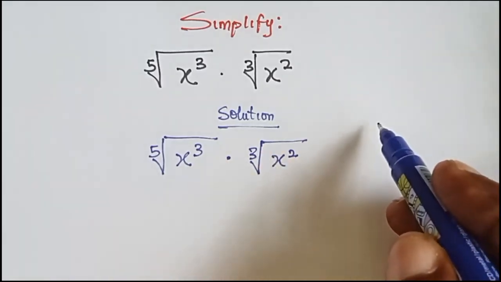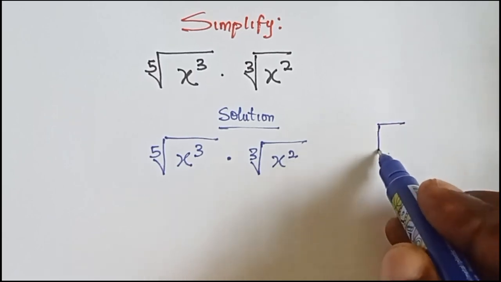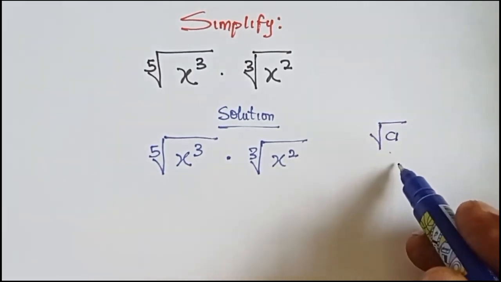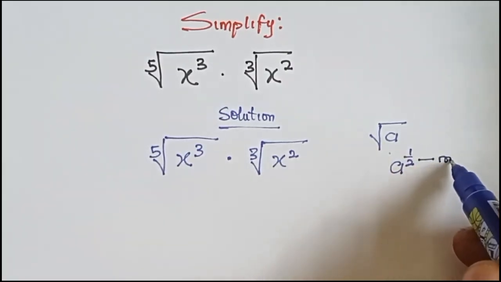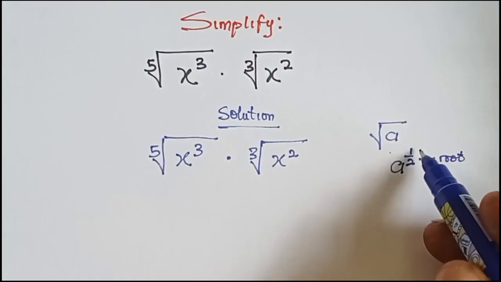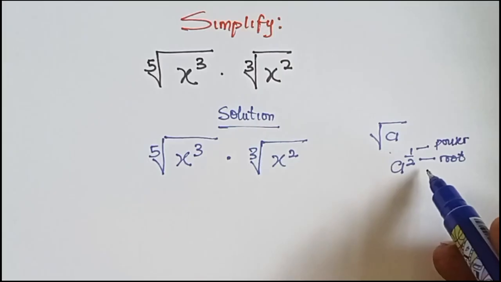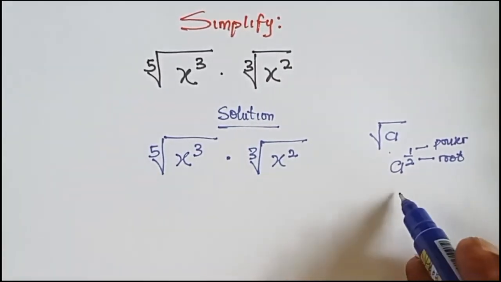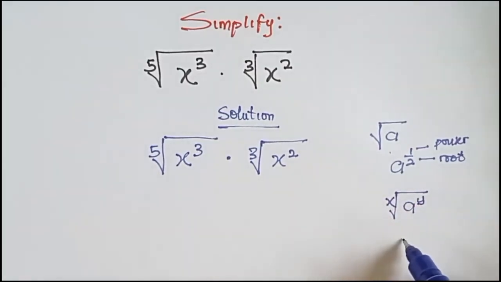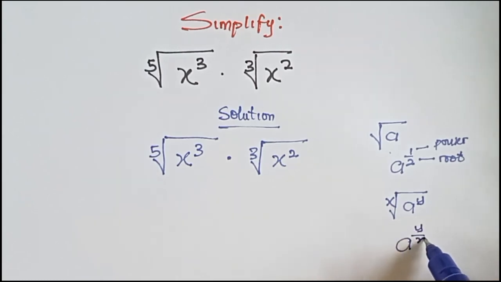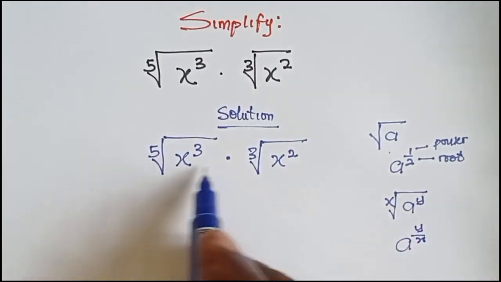Alright, so one of the laws of indices or exponents says that if you have the square root of a, it is the same thing as a raised to power 1 over 2. So now the root becomes the denominator of this fraction, while the power is the numerator. For example, if we have the x-th root of a raised to power y, it becomes a raised to power y over x. So the x is the root, while the y still remains the power. That is what we are applying here.